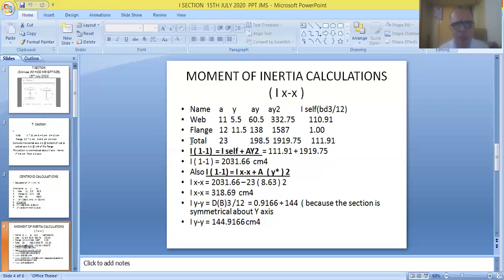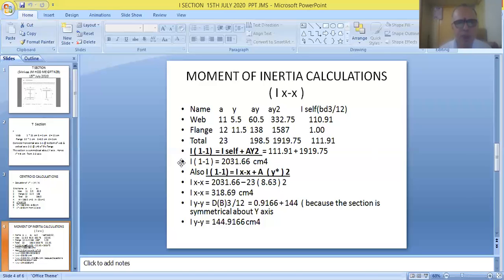Total measurement of all these values: total measurement of A values, total measurement of Ay values, total measurement of Ay square values, total measurement of I self values. So all these things are very essential for getting the final results.